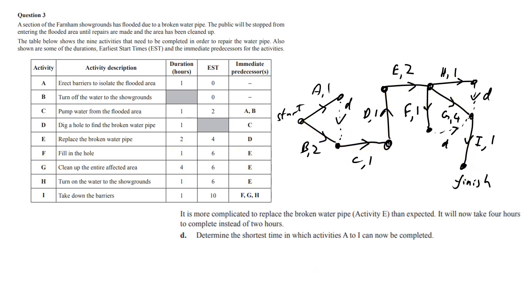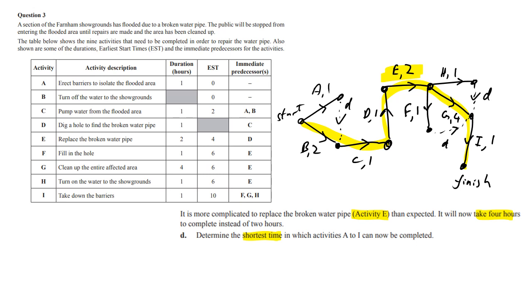Okay, so this is one where we've got a bit of a modification. It says that activity E will now take 4 hours. So where is E? E is here. And again, we said the critical path is like so. So all we've got to do to work out the shortest time to complete the activities. Notice I haven't done any forward or backward scanning.